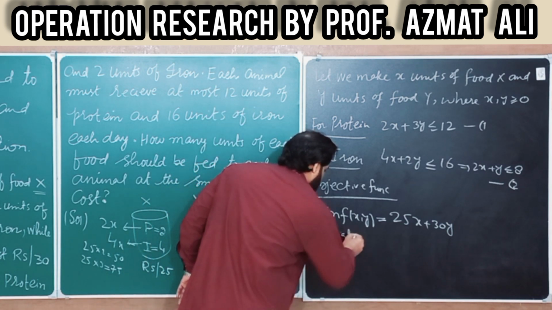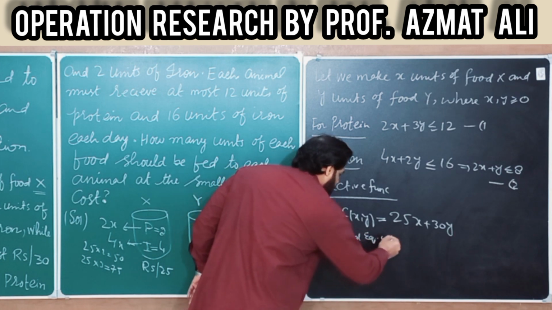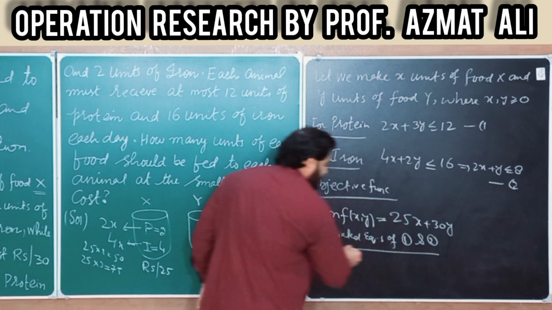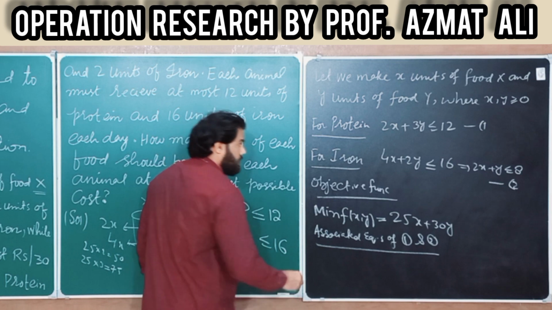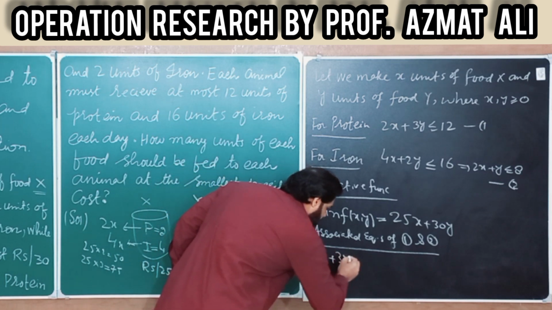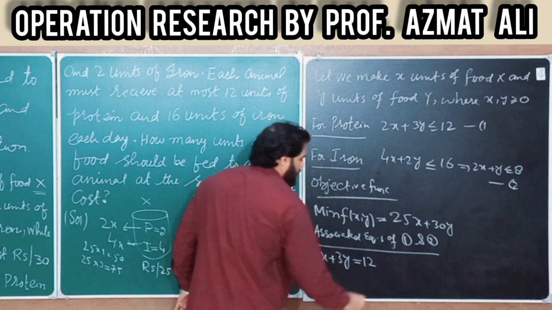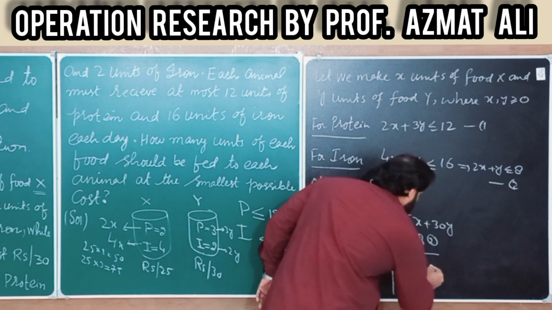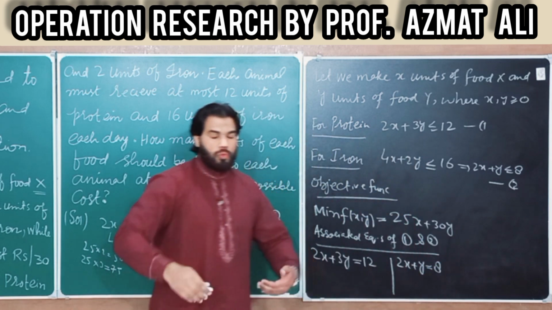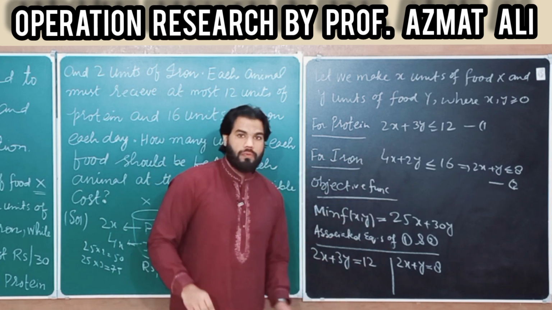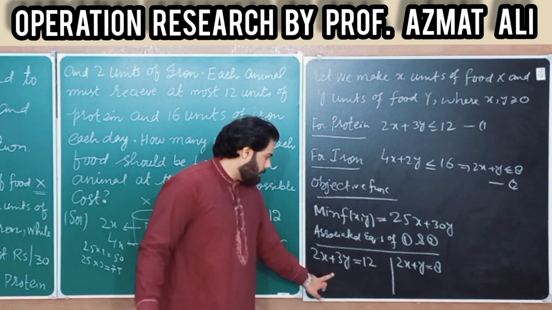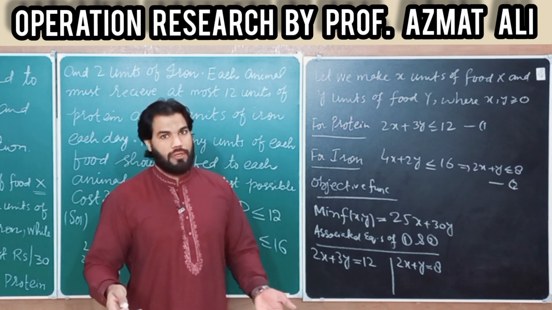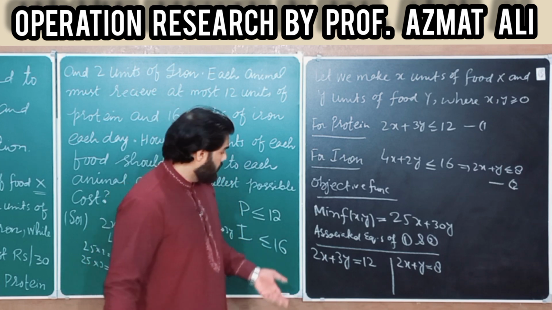Associated equations of 1 and 2 are: the associated equation of 1 is 2x plus 3y equal to 12, and the associated equation of 2 is 2x plus y equal to 8. To draw the graph of 1 and 2, I will convert these two equations into intercept form. I need the x-intercept and y-intercept.